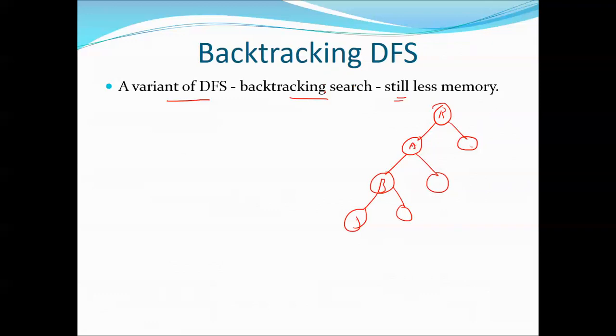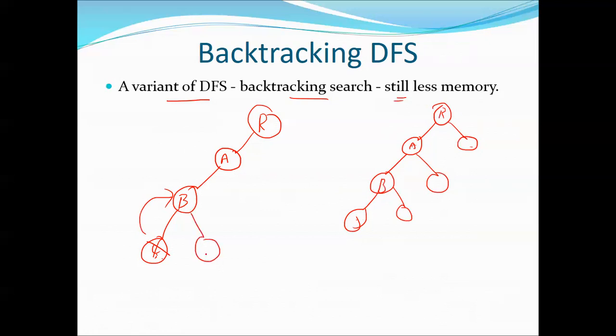But backtracking DFS won't generate all children at a time. It will generate only one child at a time. So it checks whether the root is the goal state or not. No. Then it creates only the left child. It won't create all the children. Then it checks whether this is the goal state. No. Then it checks whether this is the goal state. No. Then it checks whether this is the goal state. No. Let us assume this is the leaf node. So this is not the goal state. Then it removes this and it backtracks. Then it checks whether this has another child or not. If it has another child, then it will explore. So on and so forth, it continues.